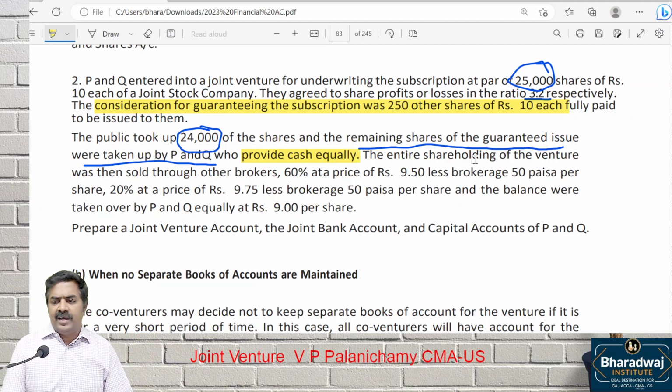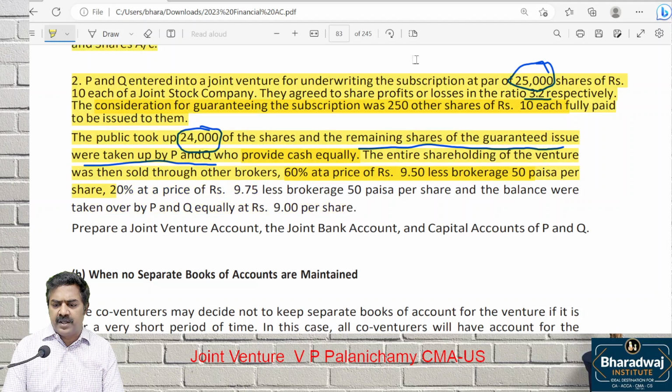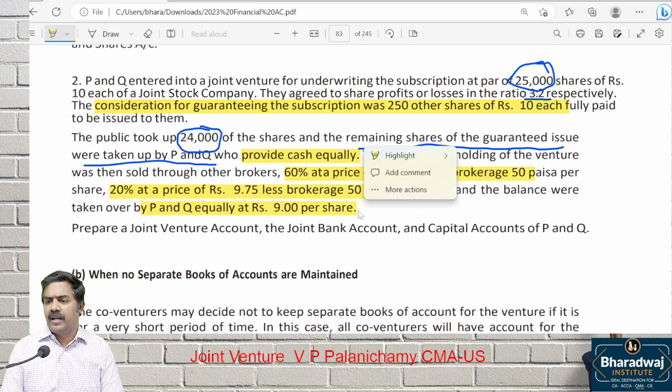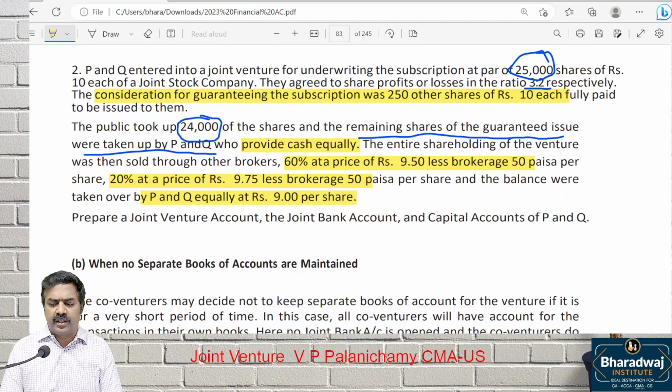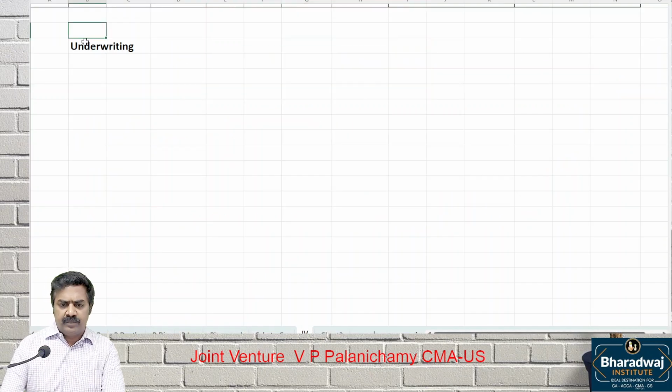Then the entire holding of the joint venture was sold to the broker: 60% at a price of 9.5 minus 50 paise brokerage, 20% at a price of 9.75 minus 50 paise brokerage, and the balance was taken up by P and Q equally at the rate of 9 per share. So before we go for ledger accounts, let us work out the working notes. Question number 2.